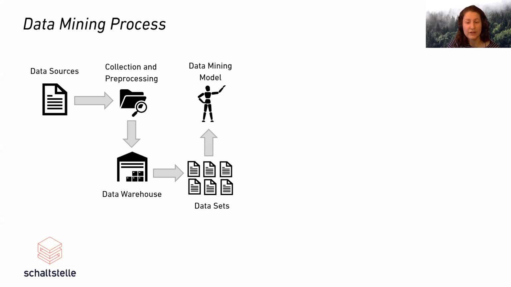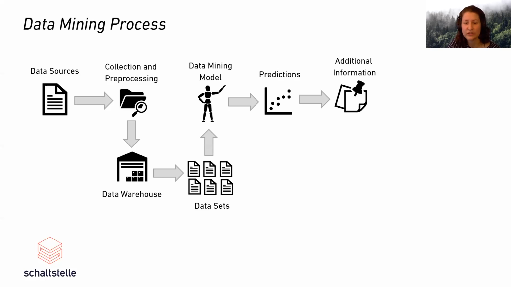And once you have your data set, you can train your data mining model. So the model can then be used to make predictions or make categorizations or build data clusters, whatever your use case is. And those predictions are additional information to our existing knowledge that we have. This can help us take the right actions when they are correctly interpreted. So additional information leads to action.